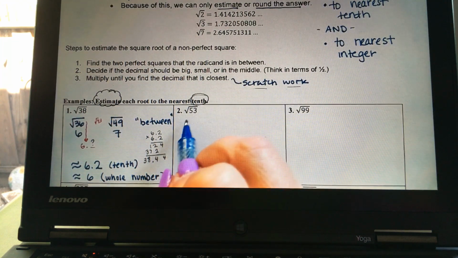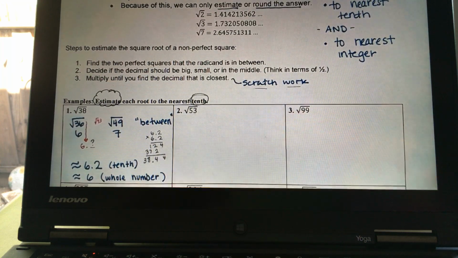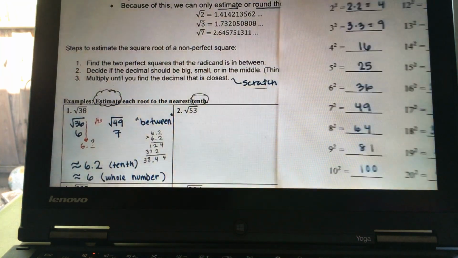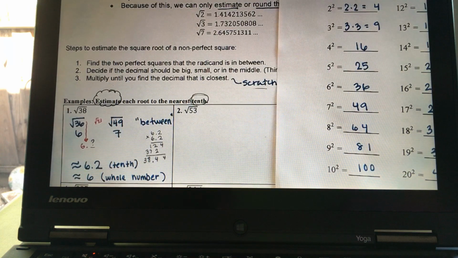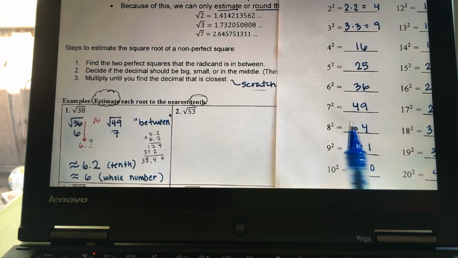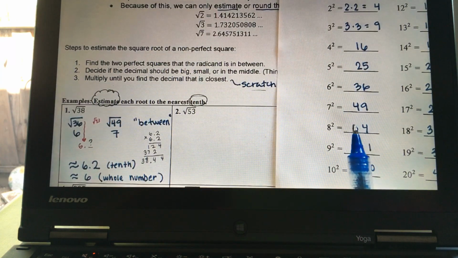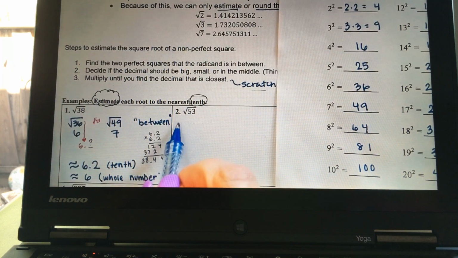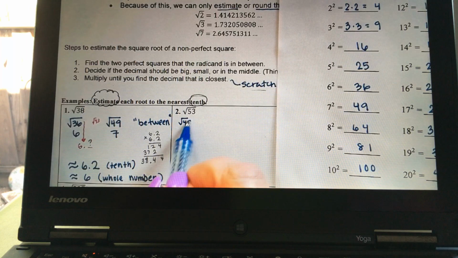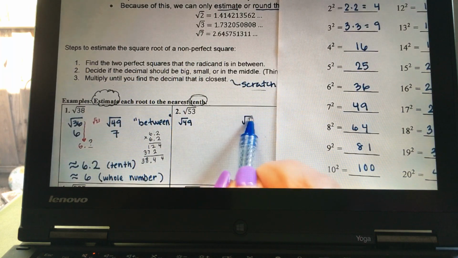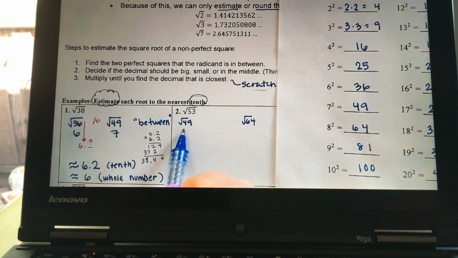Square root of 53. So again, when I take a look at my roots, and you can always have this table out, you can see 53 is between 49 and 64. So again, this table is super helpful. Square root of 49, square root of 64. I know that this is equal to 7. This is equal to 8. So again, where is 53?